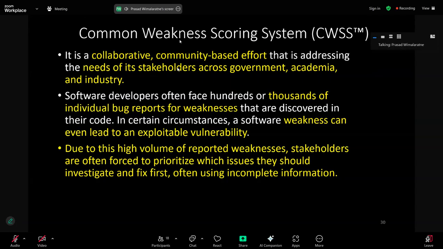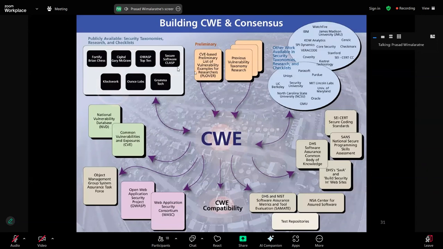So the CWE, the one we discussed earlier, for example, you can see it's getting input from various domains, like publicly available security taxonomies, research and checklists will be fed into the development of CWE consensus, right? And also other available security taxonomies and research checklists from different vendors or different industry leading people, like Unisys to Oracle to whatever. They have their own checklists and various research they have conducted. So that will feed into this development of CWE.